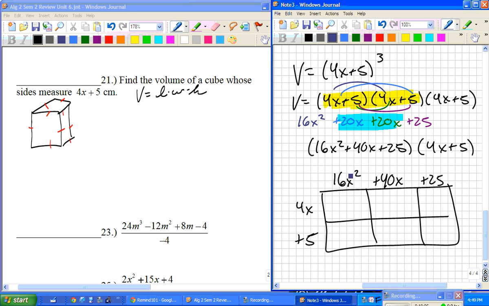Okay, and let's start multiplying. 16 times 4 is 64x cubed. 4 times 40 is 160x squared. 4x times 25 is 100x. Okay, 16 times 5. If you don't know it, it's okay to show your work. Carry the 3. It looks like it's 80x squared. 5 times 40 is 200x. 5 times 25 is 125. So go ahead and line up your like terms.